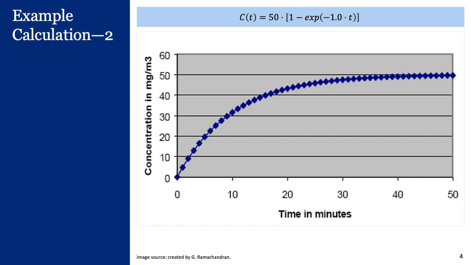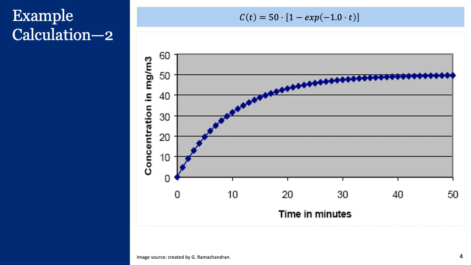So we see this nice graph. The concentration starts at 0 at time t equal to 0, and it increases with time, but then it flattens out and eventually reaches an asymptotic value of 50. And that is the final concentration in the room.